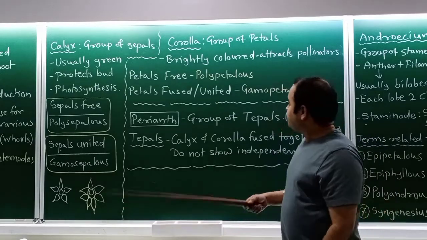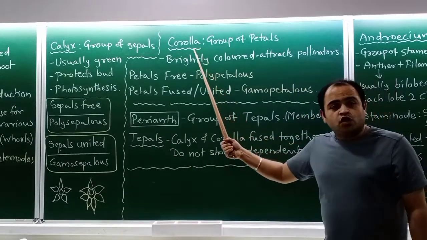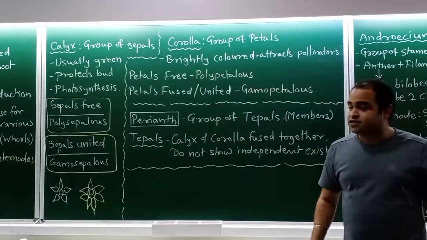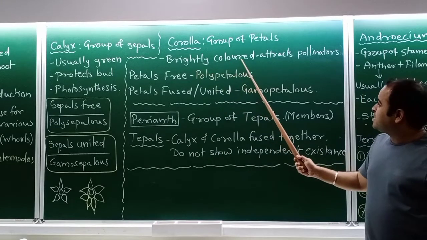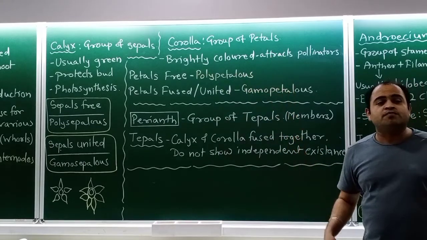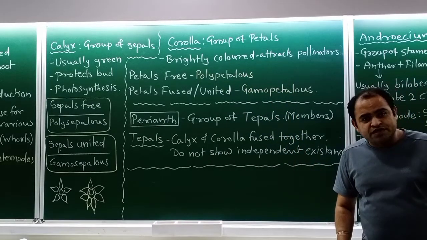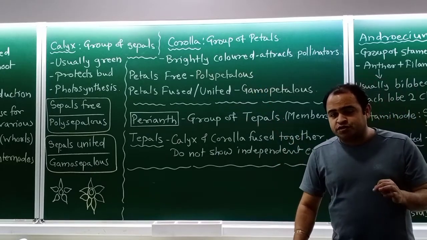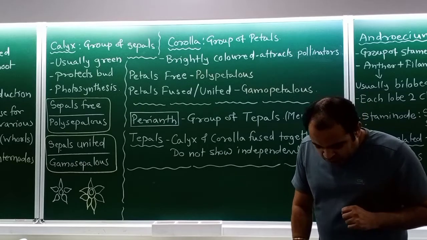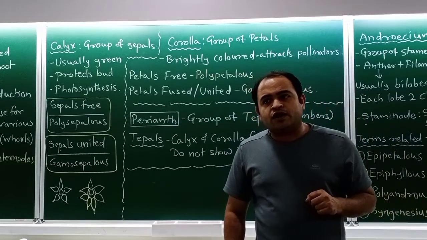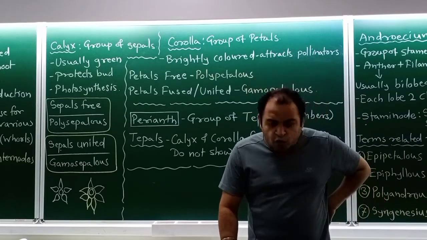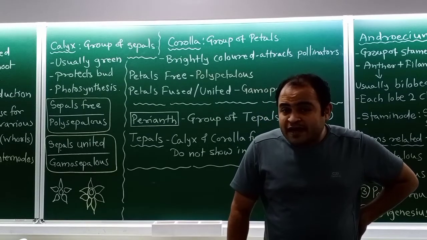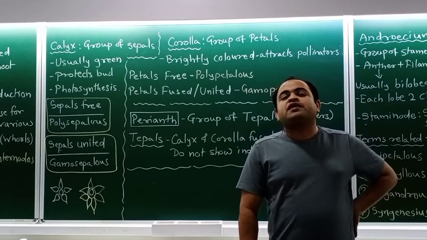Let us think about the corolla, the other one. Corolla is a group of petals, usually brightly colored to attract the pollinators. So this is the major intention behind the beautiful coloration of the petals. Let me tell you one more thing: this particular attraction mechanism is not always played by color.